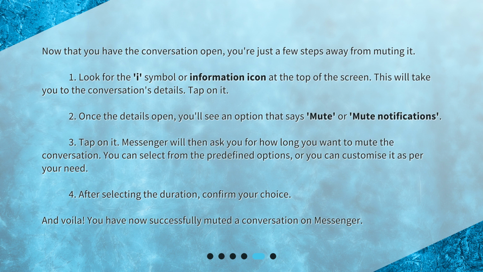3. Tap on it. Messenger will then ask you for how long you want to mute the conversation. You can select from the predefined options, or you can customize it as per your need. 4. After selecting the duration, confirm your choice. And voila! You have now successfully muted a conversation on Messenger.